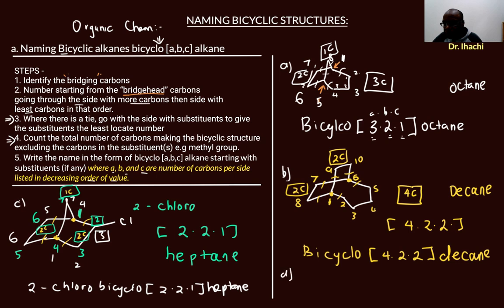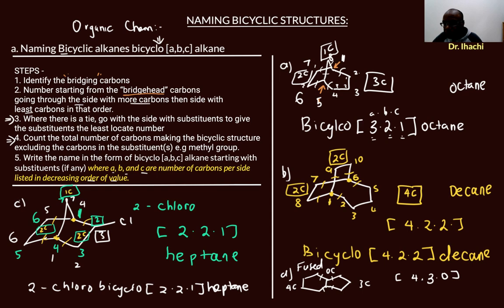For your information, there are some structures that don't have a carbon in between. So in this case, if I find the number of carbons per side, this is 4 carbons, 1, 2, 3, 4. This is 3 carbons, 1, 2, 3. In between, there's no carbon. You see, it's just a line directly joining it. So the brackets for this will be 4.3.0. This kind of structure is called a fused bicyclic structure.